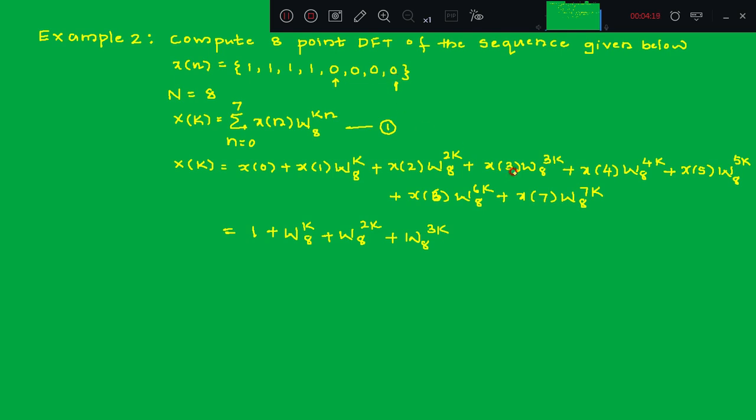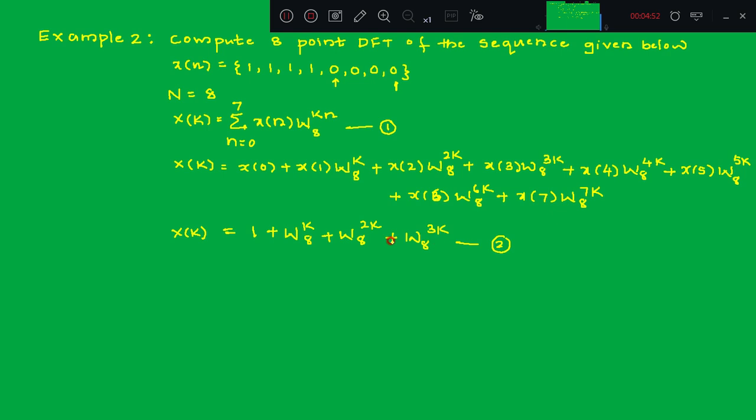So 0 multiplied with any complex function, which is the twiddle factor, is 0. So I will not consider these zero terms; I will write up to W8 raised to 3k, because the remaining 4 samples of x of n are 0. So my x of k is equal to 1 plus W8 raised to k plus W8 raised to 2k plus W8 raised to 3k, and I will consider this as equation number 2, right?